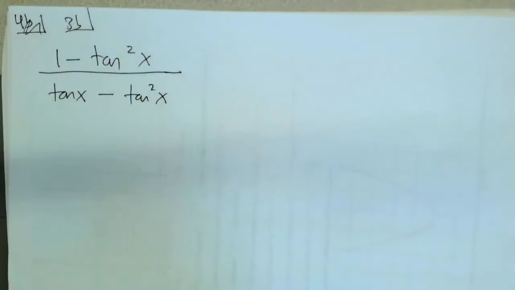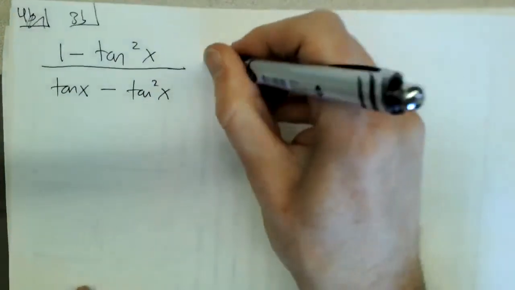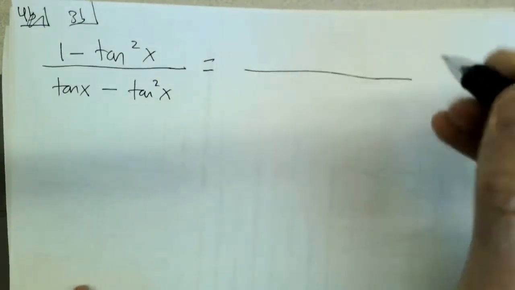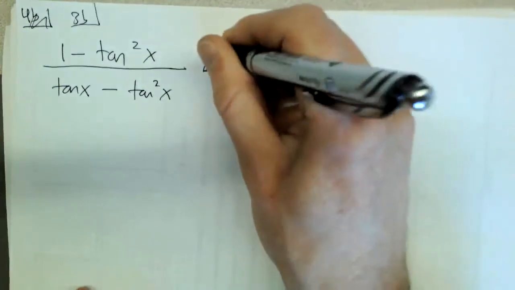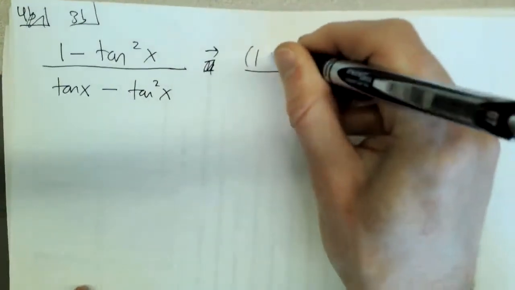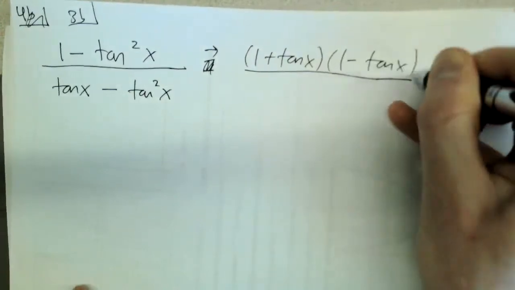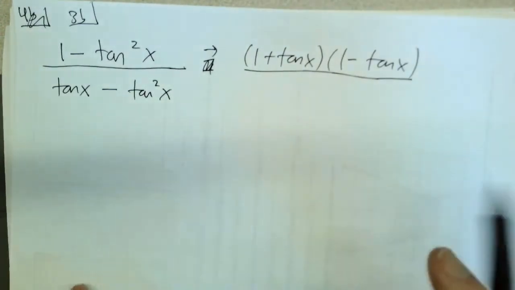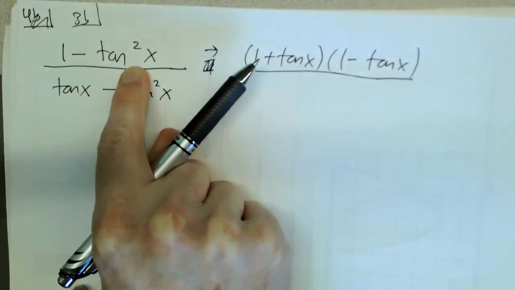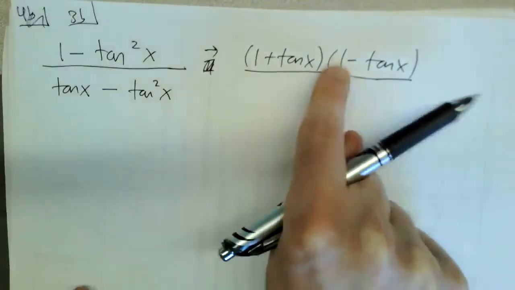You should factor the top and the bottom, and then you'll get a common factor that cancels, in case you didn't figure this one out. The numerator can be factored because it's a difference of two squares. That's 1 plus tangent x times 1 minus tangent x, right? It's like a squared minus b squared, which factors as a plus b times a minus b.